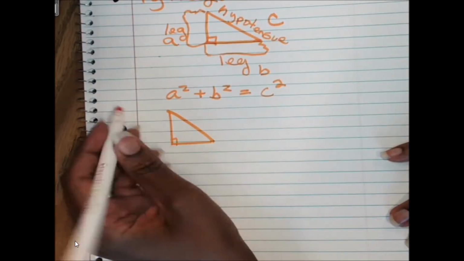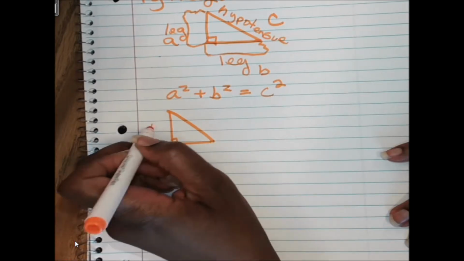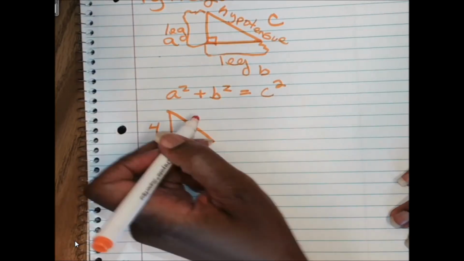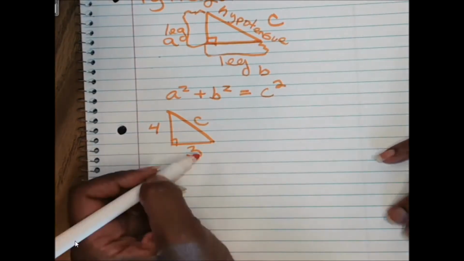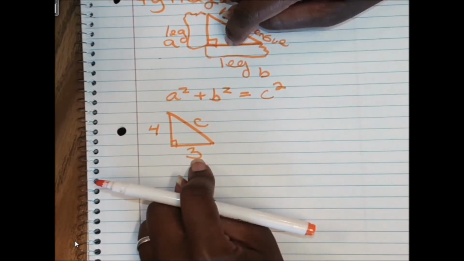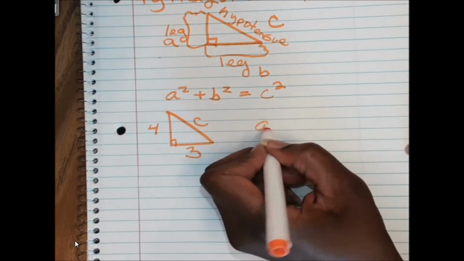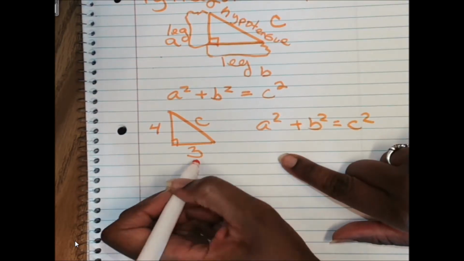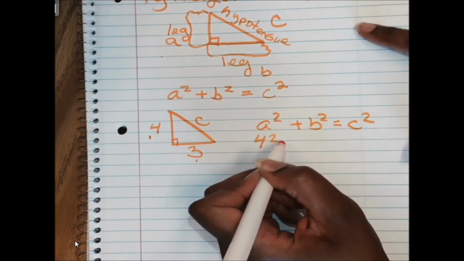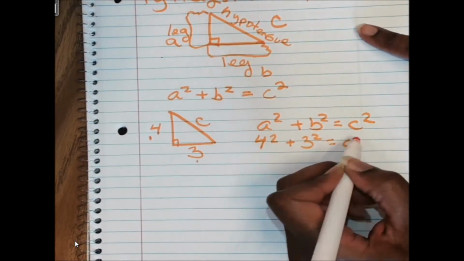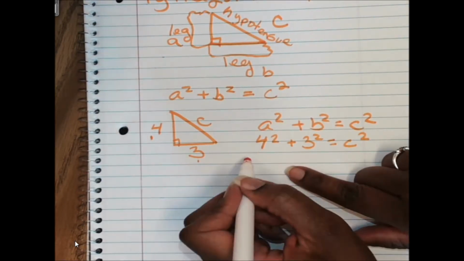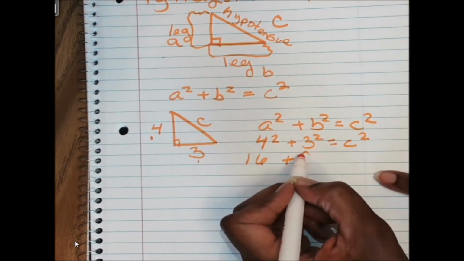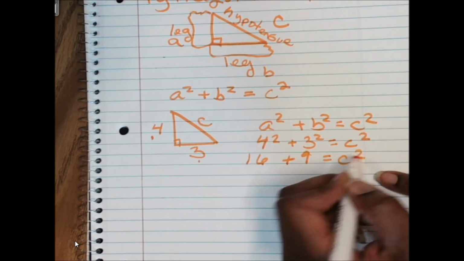This first problem, the legs are, let's say, 4 and 3. This is the hypotenuse that we have to find. Remember, the legs are A and B. It doesn't matter which one is A and which one is B. So the theorem is A squared plus B squared equals C squared. This is a leg, this is a leg. So 4 squared plus 3 squared equals C squared. 4 squared is 4 times 4, which is 16, and 3 times 3, which is 9, equals C squared.